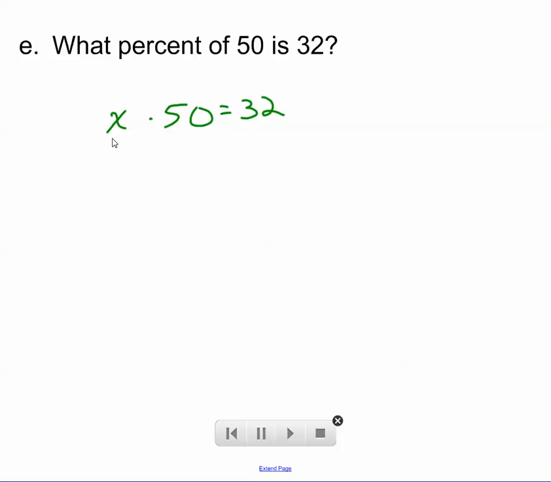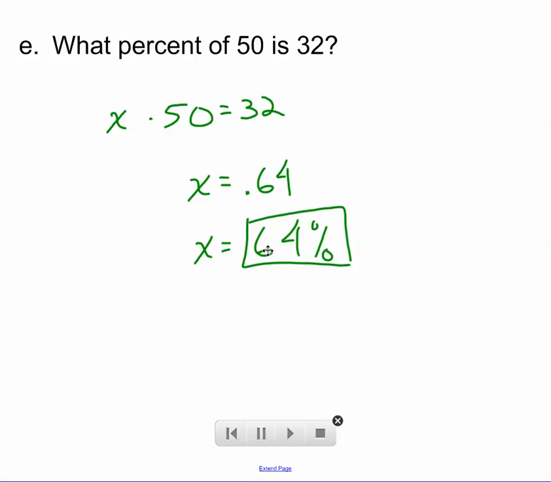Now, this is the first time we haven't known the percent, so we're going to use x. X times 50 equals 32. Percent of the whole thing equals the part. So I'm going to divide both sides by 50. 32 divided by 50 is 0.64. So my answer is 64%. There is that added step at the end there. Your answer isn't 0.64%. It's 64%. 64% is a little bit more than half. Half of 50 is 25, so 32 is a little bit more than half. 64%.